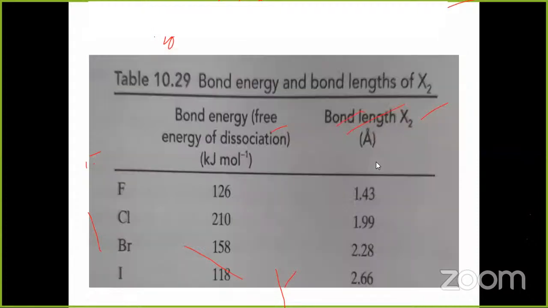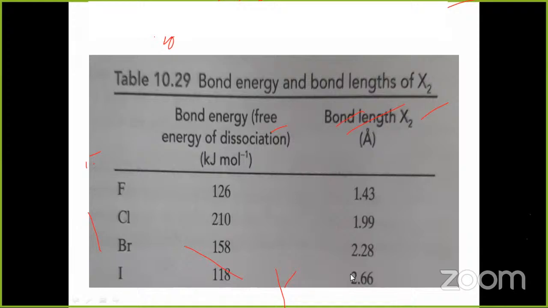All right. And these are the bond energy values. This is an excellent question, bond energy, that is, bond dissociation energy. Fluorine exhibits 126, chlorine has 210, bromine 158, and iodine 118. And the bond length value is 1.43, like this, you know.